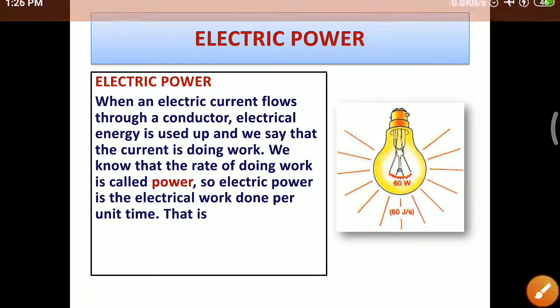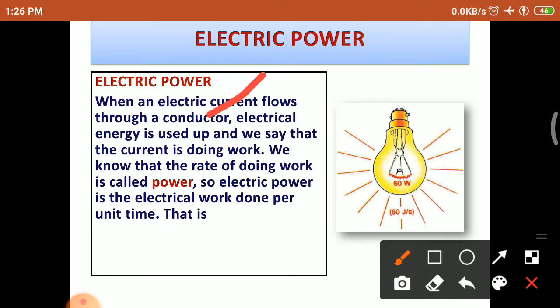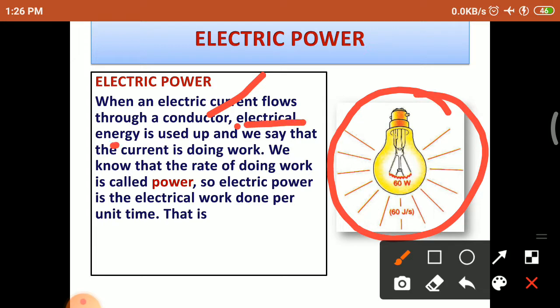When electric current flows through a conductor, here the conductor is nothing but the electric bulb, electrical energy is used up. Due to the electrical energy used up, the electric bulb glows. So we can say that current is doing work. The rate of doing work is called power. The rate is nothing but per time. If you take a particular time, the current is flowing in this conductor, and the energy is used up. That is called power. So electric power is the electrical work done per unit time.